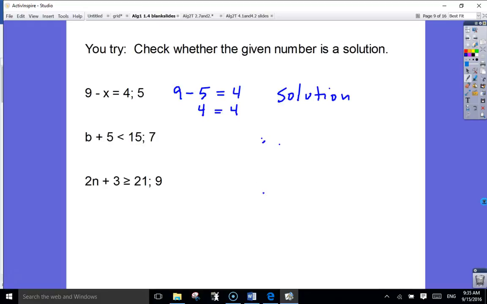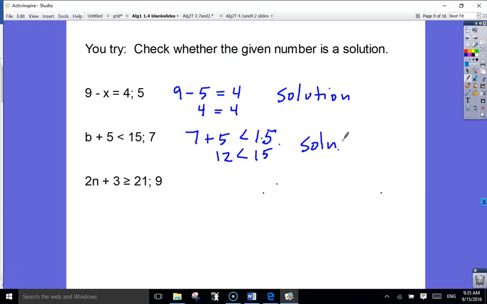Yes? Okay. So you substituted 7 plus 5 less than 15. 12 is less than 15. That's a solution. Usually I abbreviate solution, SOLN. Okay, who's got the third one?